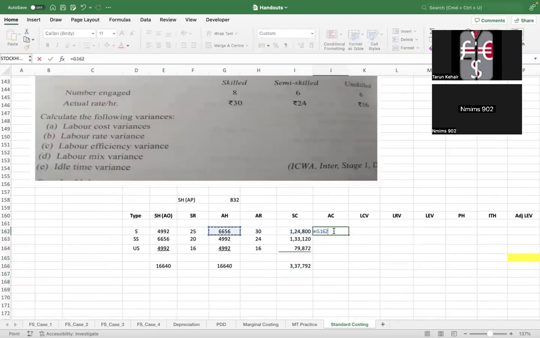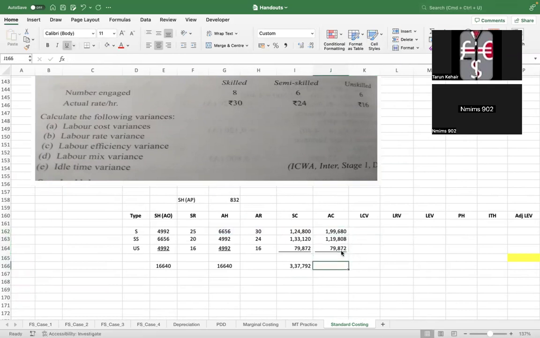Same way we will do for actual cost also. Actual hours into rate per hour. Do it for all the 3 categories. Sum it up. You will get your actual cost to be equal to 399,360. Which means we are already now looking at an adverse variance because your actual cost has exceeded your standard cost. Okay? So your labor cost variance will be standard cost minus actual cost, which is like this.